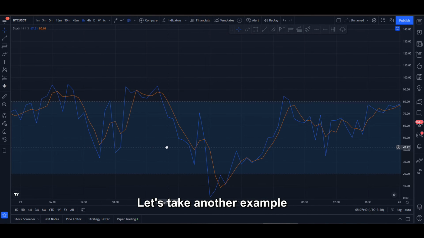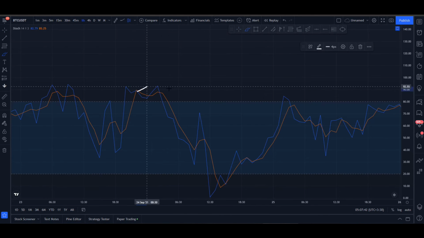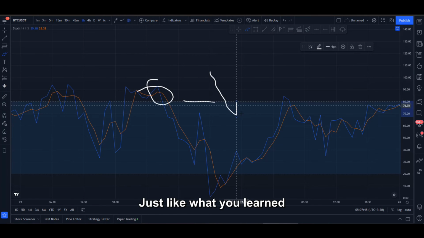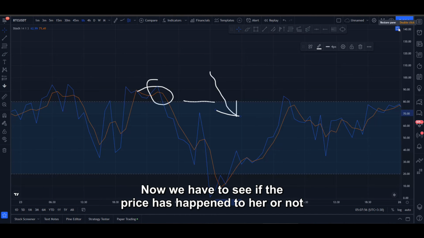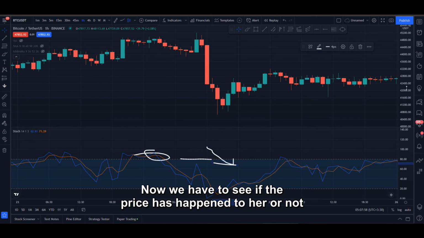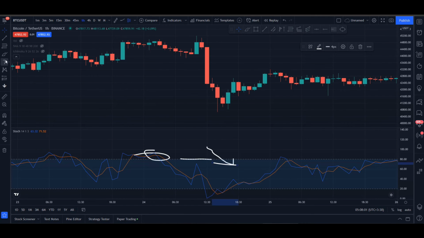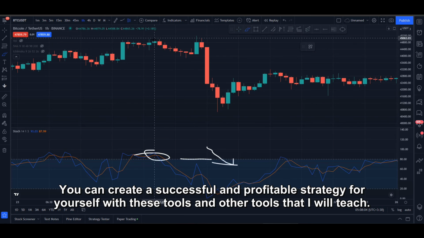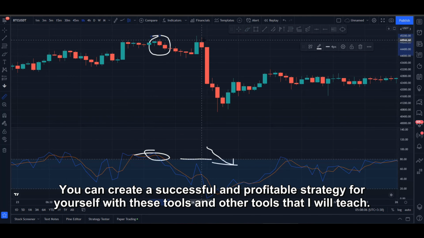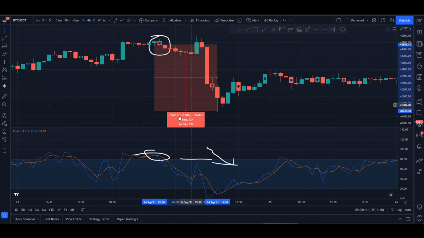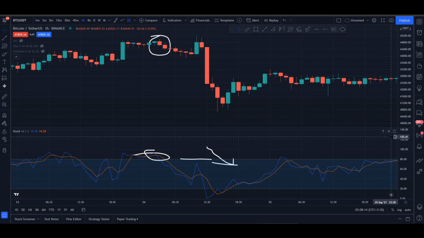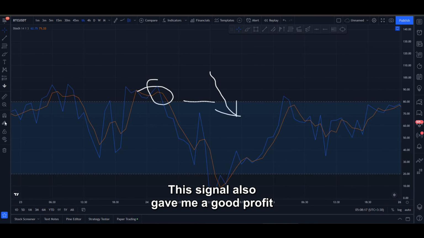Let's take another example. Just like what you learned, now we have to see if the price has reacted to it or not. You can create a successful and profitable strategy for yourself with these tools and other tools that I will teach. This signal also gave me a good profit.